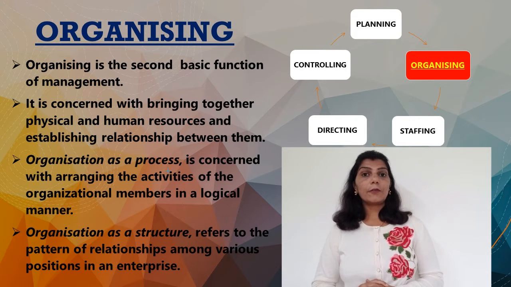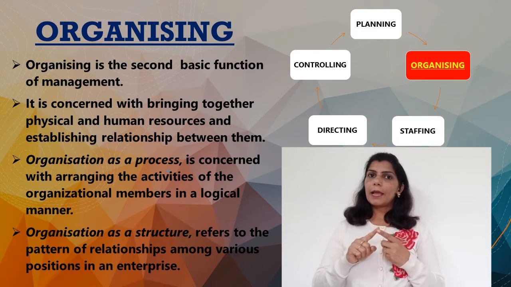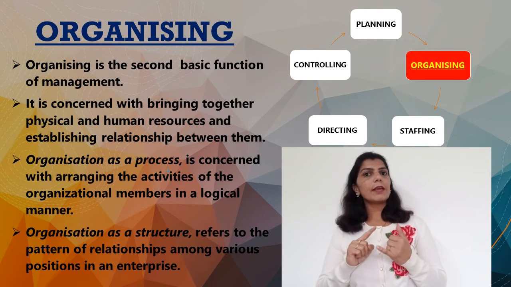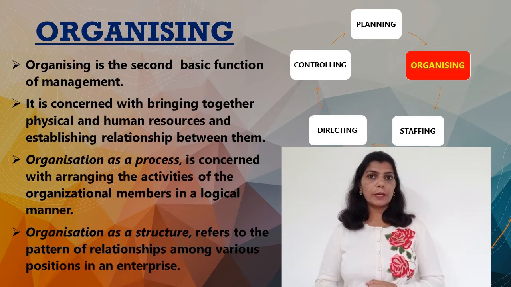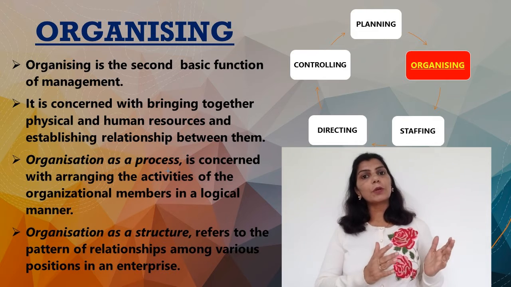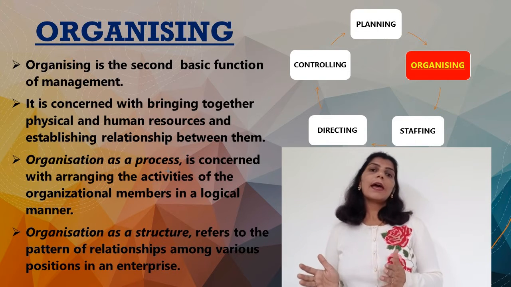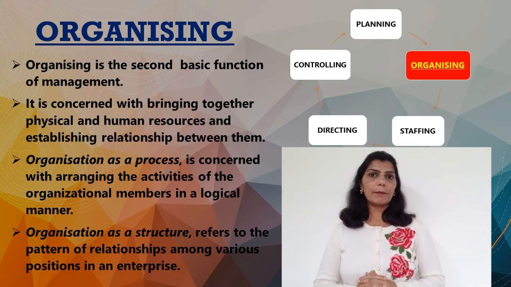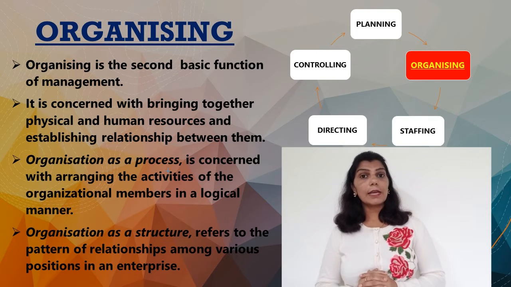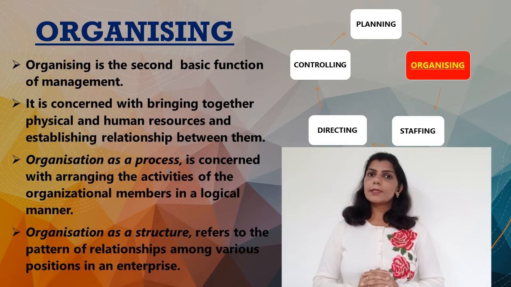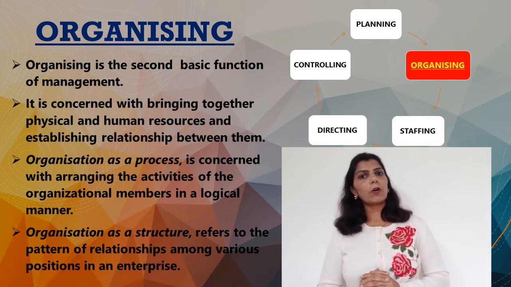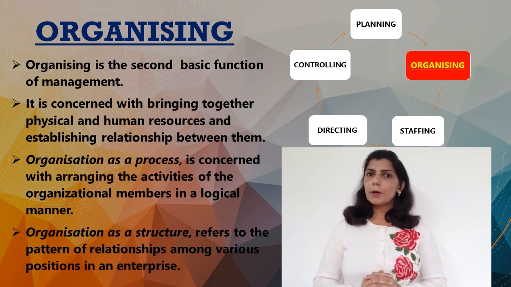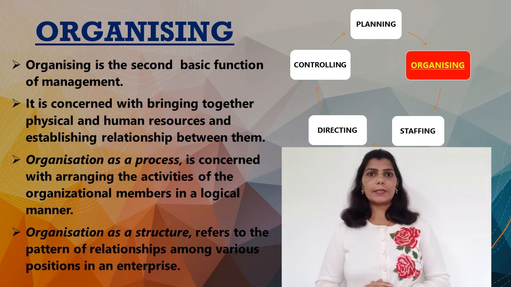Students, we all know that there are five basic functions of management: planning, organizing, staffing, directing and controlling. Now, organizing, being the second most important function of management, is basically concerned with bringing together human and physical resources and establishing a relationship among them so as to achieve the goals of the organization. Or we can say that organizing is a group activity which consists of assigning duty, granting authority, fixing responsibility and coordinating the efforts.